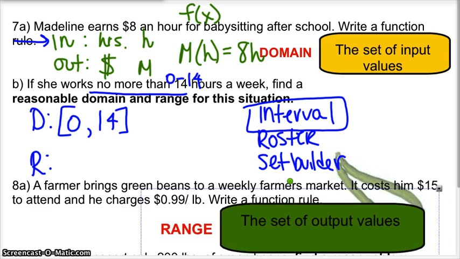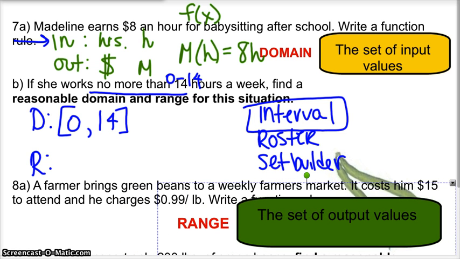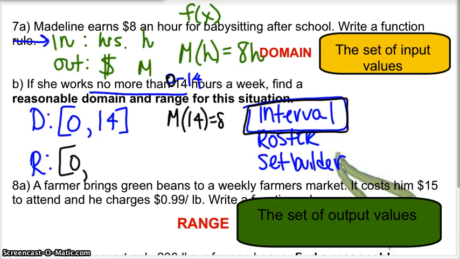The range is the set of output values. So when she puts hours in, she's getting money out. How much money specifically? Again, because we can earn a fraction of $1, we're going to use interval notation. If she works 0 hours, then she hasn't earned any money. If she works all 14 hours, M of 14 is really 8 times 14, and the answer ends up being 112. So if she works all 14 hours at $8 per hour, she's now earned $112.